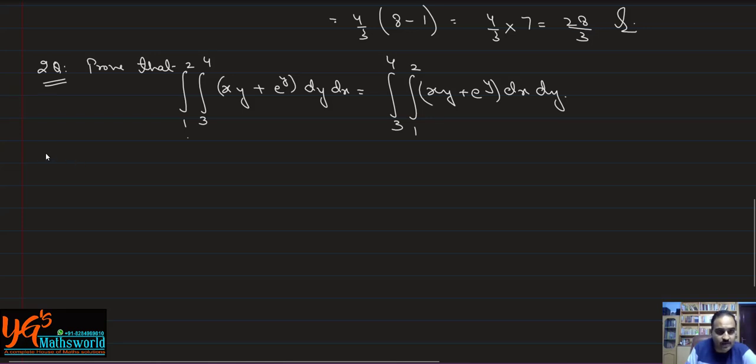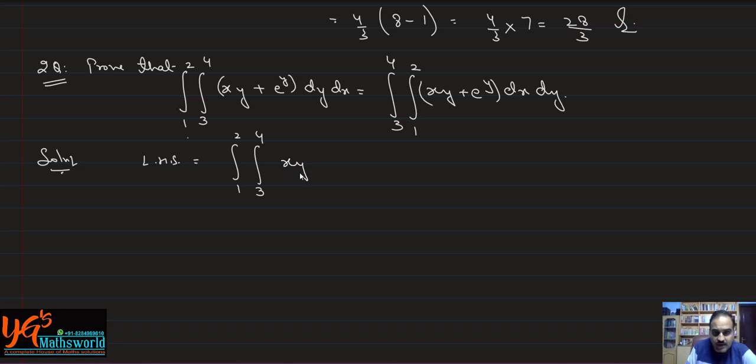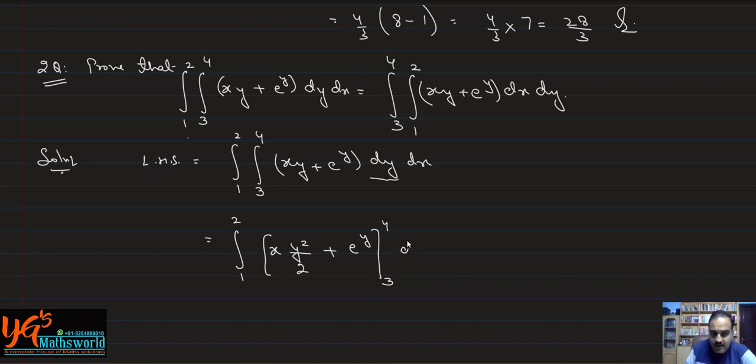Okay, so taking the left hand side, here we have integral 1 to 2, the integral 3 to 4 of xy plus e raised to power y, then dy and dx. So that means first of all I am taking integration with respect to y. When I am integrating with respect to y, x will be kept as a constant, so keep it as it is. Integral of y will be y square by 2 plus e raised to power y, integral of e raised to y will be e raised to power y, within the limits 3 to 4, and dx.